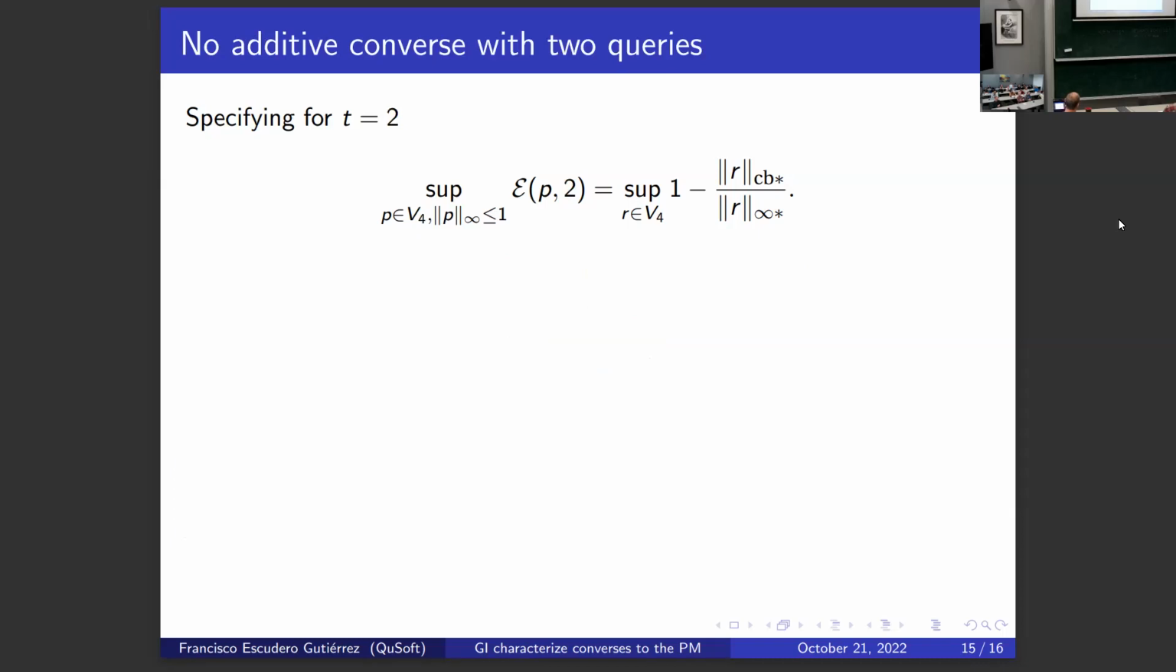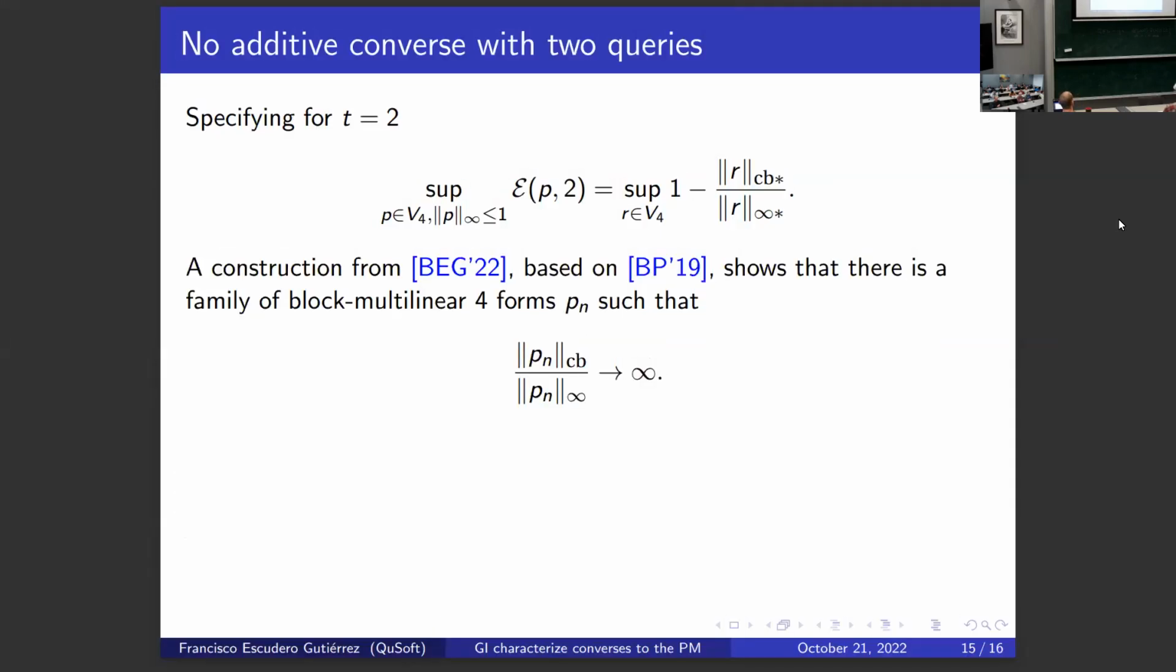So the next thing is going to be specifying this result for two queries, for t equal to 2, and now we are going to have the same as before, but now optimizing among block multilinear forms of degree 4. But now we don't have a Grothendieck constant. We have the opposite. We have that the completely bounded norm can be much bigger than the infinity norm. There is a sequence of polynomials such that the quotient of these norms goes to infinity.